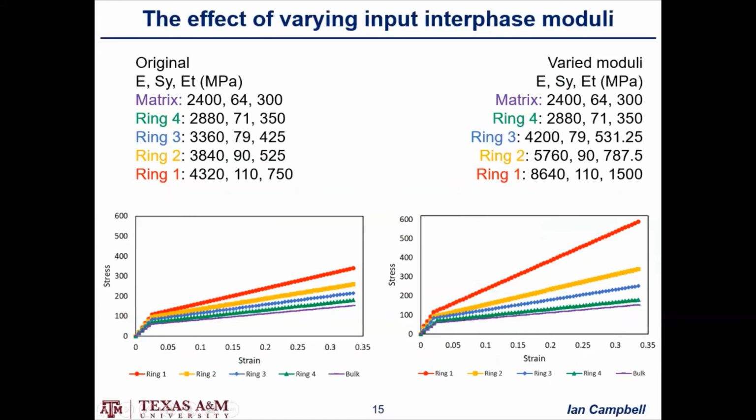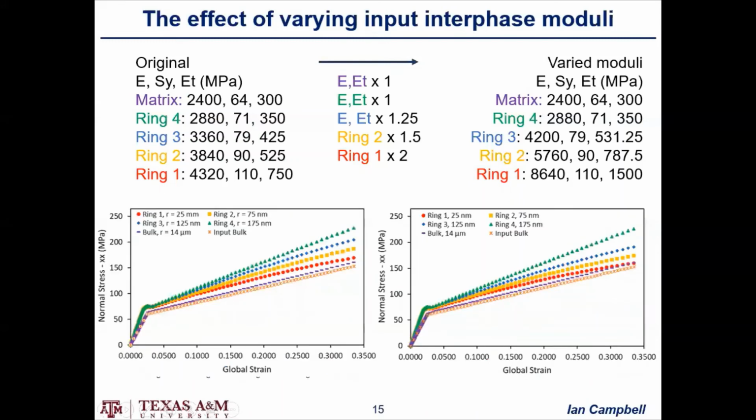The next modified simulation I designed was created by changing the magnitude of the interphase gradient. The elastic moduli and tangent moduli of each of the interphase rings were adjusted such that the moduli of ring 1 were increased the most, the moduli of ring 2 and 3 were moderately changed, and the moduli of ring 4 were held constant. These changes are evident in the plots of the new input constitutive relationships shown in the bottom right. If the results of this new model are compared to the original model, it is evident that altering the moduli of the interphase rings affects the stress response, as is most apparent in these regions of the plots.